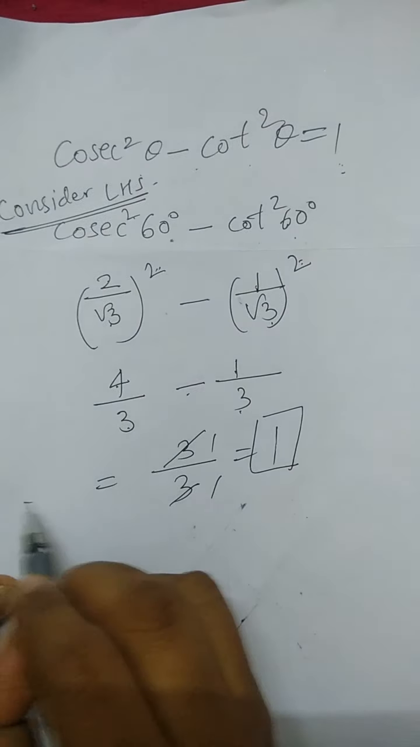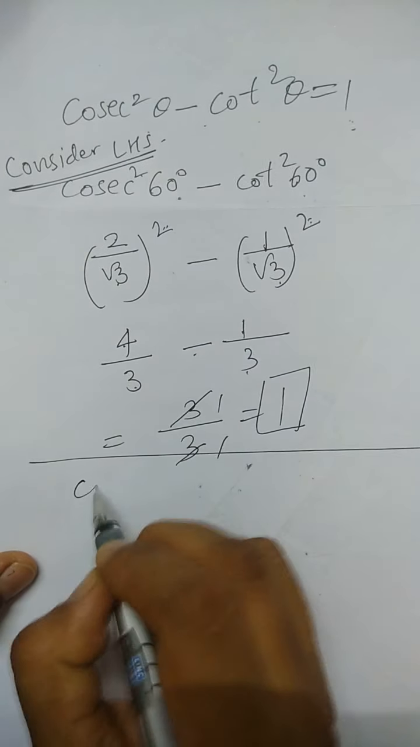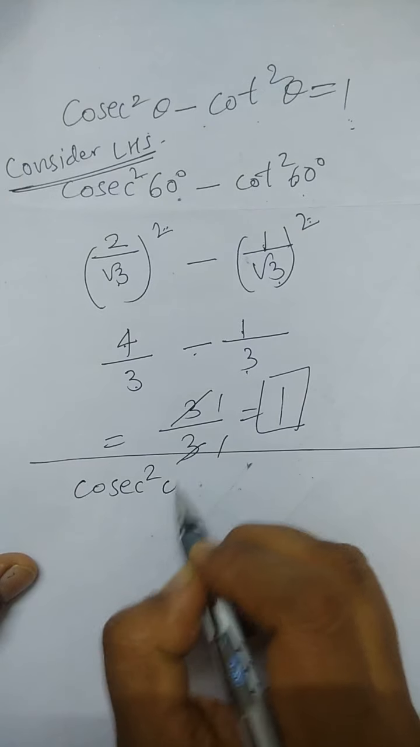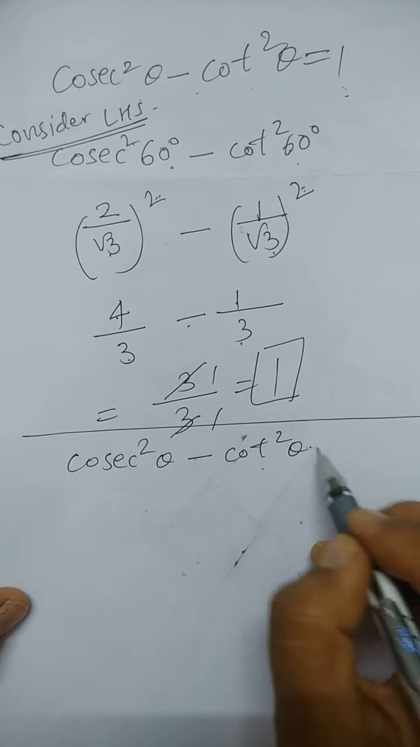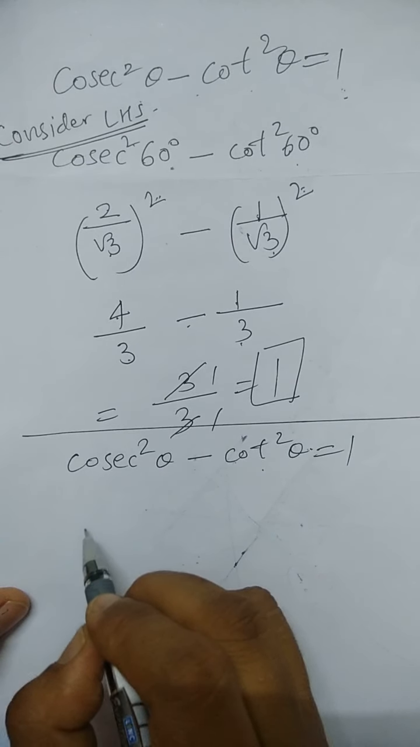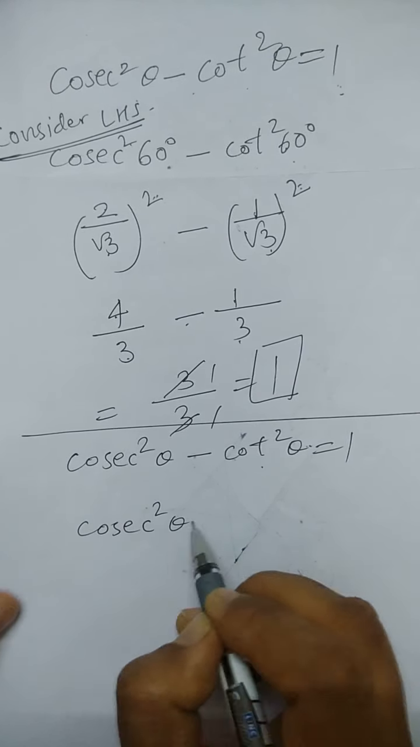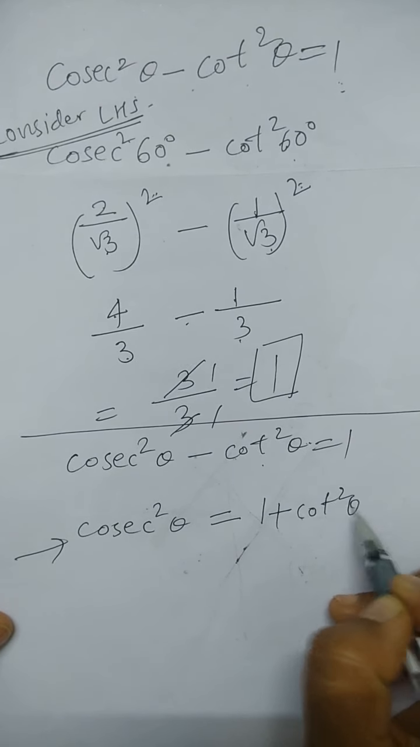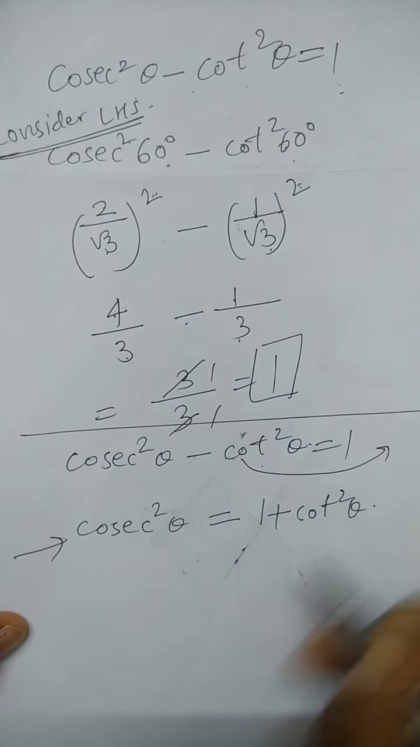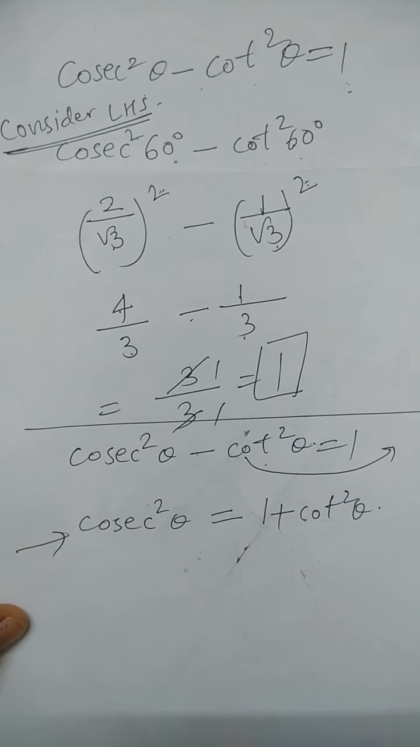Now which other things can we derive from that? Cosec square theta minus cot square theta. So from this, if we want to find cosec square theta, what will it be? 1 plus cot square theta. Cot square theta will go here. It will become plus cot square theta.